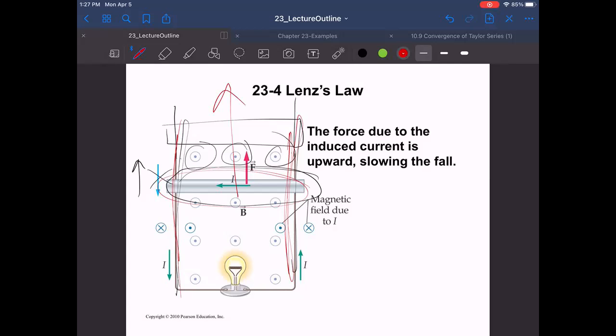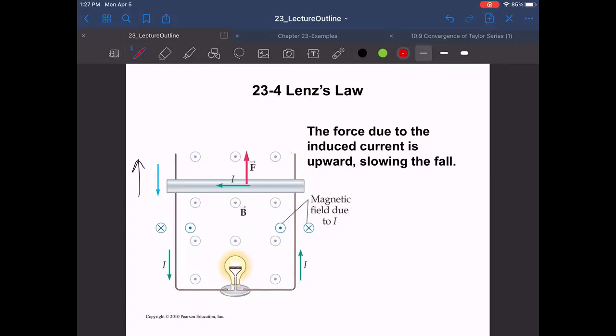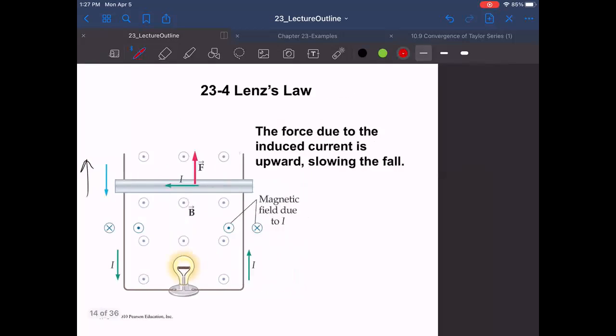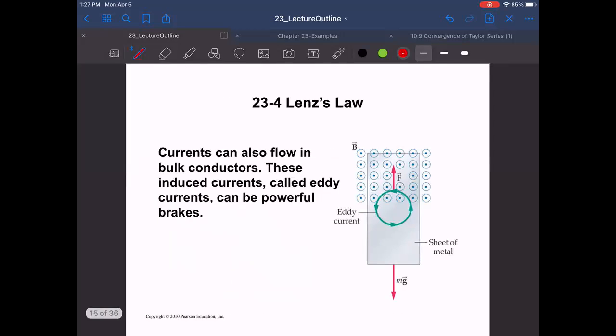If you run the current the wrong way, it's going to fire it back at you. But if you do it the right way, it should go the right way for you. Okay, any questions on that? Nothing so far? More about Lenz's law. These are the eddy currents I was talking about.